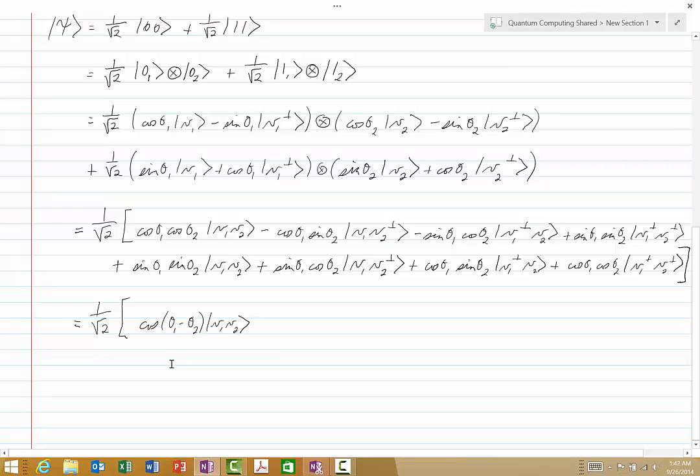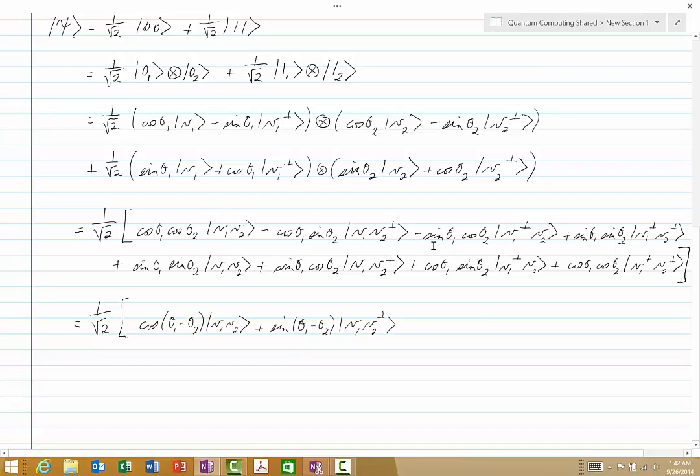And then for the next term, we have sine theta 1 cosine theta 2 minus sine theta 2 cosine theta 1. So that's the sine of theta 1 minus theta 2, V1, V2 orthogonal.